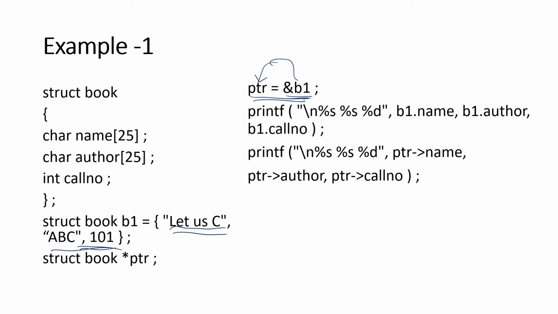So how can I print the values? Here b1 dot name, b1 dot author, b1 dot call number. This is the actual variable that accesses the structure members. The next one is how we can access the members using the pointers. So here you see pointer of name, pointer of author, and pointer of call number using the arrow operator.